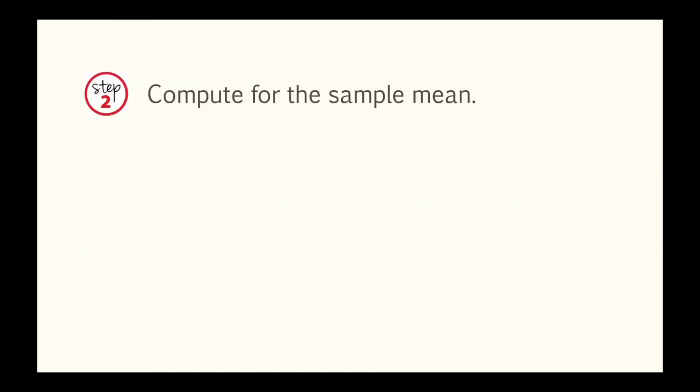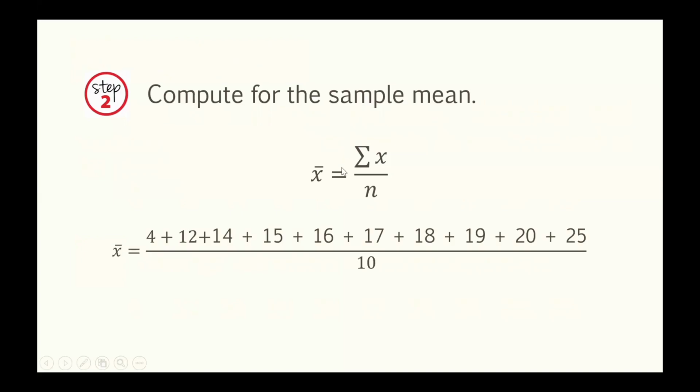Next is step number 2. We have to compute for the sample mean. To compute for the sample mean, we have the symbol x with a line above it. That is equal to the summation of x, or the number of observations, divided by the number of observations. All you have to do is to add all the heights of the 10 plants, divided by how many plants? So there are 10. For the mean, using your calculator, we have here 16.